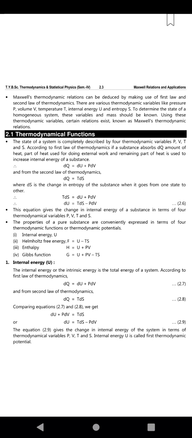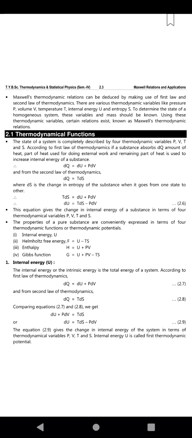The internal energy or intrinsic energy is the total energy of the substance. According to the first law of thermodynamics, we have the equation dQ equal to dU plus PdV. From the second law, we have the equation dQ equal to TdS. Therefore, we get the equation dU plus PdV equal to TdS. Therefore, dU equal to TdS minus PdV.